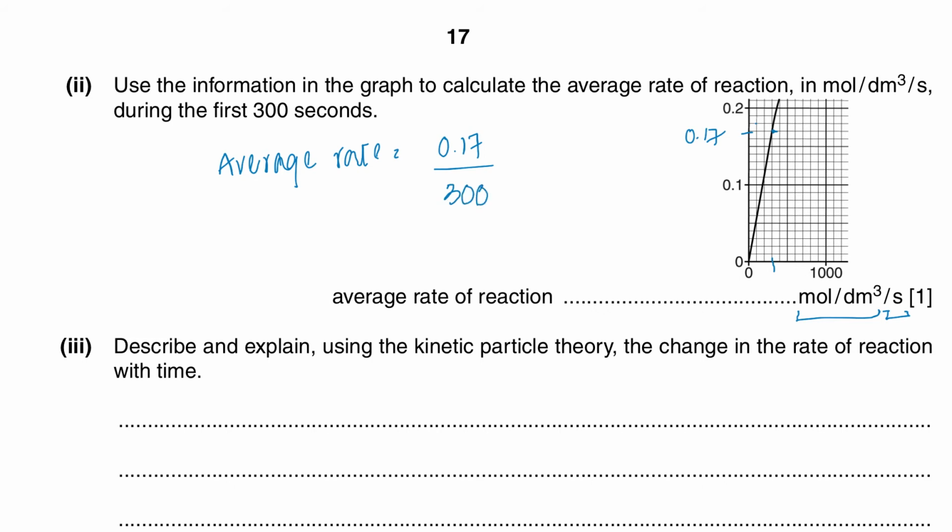And that's going to come out to what? 5.67 times 10 to the power minus 4, I think. Yeah. You can round that off if you want. And that's the answer. Make sure you write your answers in the space provided as well.